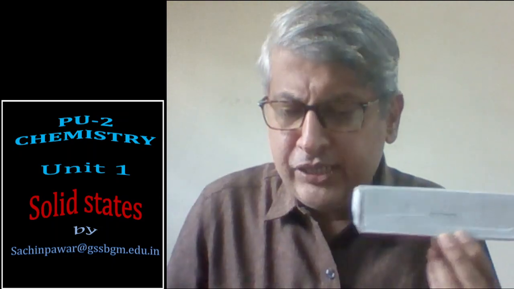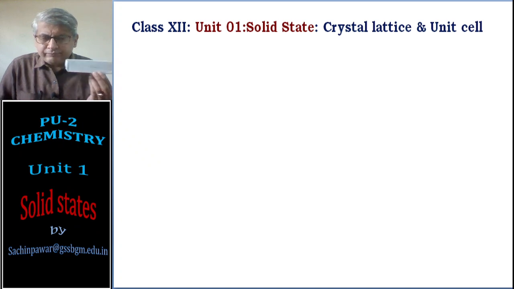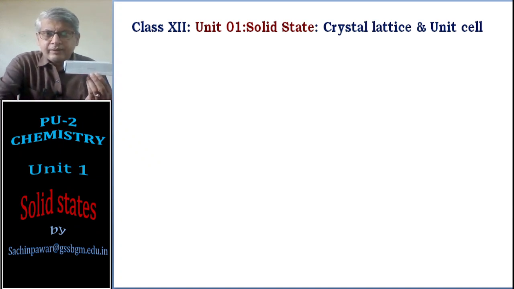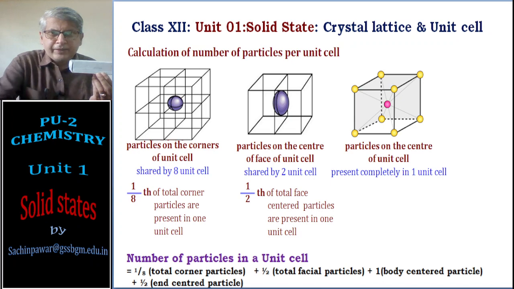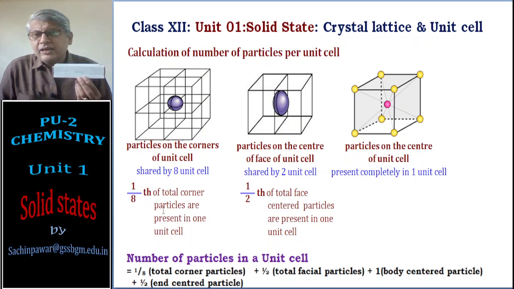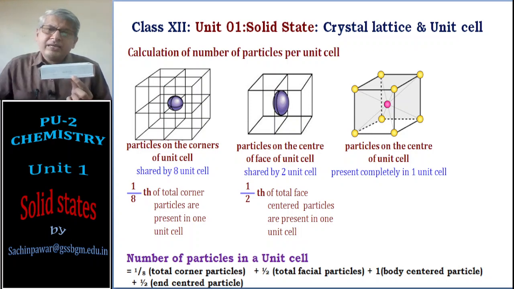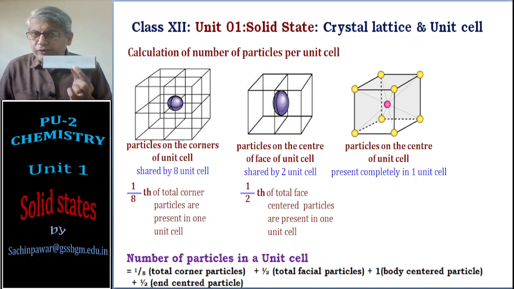So the corner particle's 1/8 part is present in 1 unit cell. So just see here. Okay. So if you count the number of corner particles, then you can simply divide it by 8, and you will get to know exactly how much part of those corner particles is actually present in 1 unit cell. I hope you are following this.